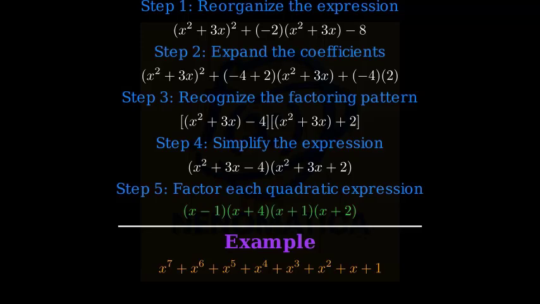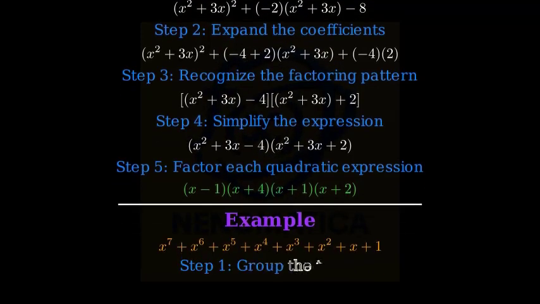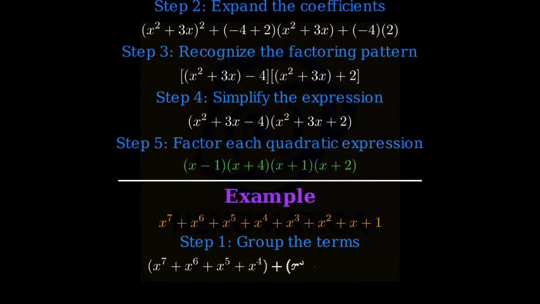Let's work through this step by step. In the first step, we'll group the terms. We can rewrite this as (x⁷ + x⁶ + x⁵ + x⁴) + (x³ + x² + x + 1).